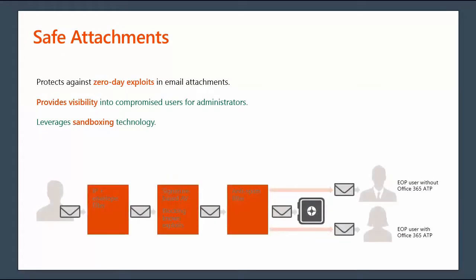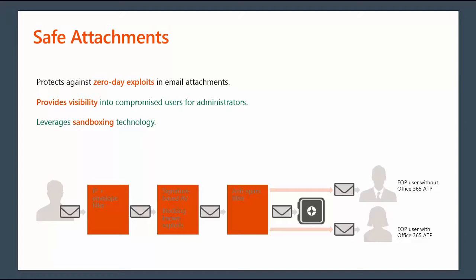Let's go into some detail as to what Safe Attachments does. It helps protect you against zero-day exploits in email attachments, provides visibility into compromised users, and leverages what we call sandboxing technology, essentially leveraging different sets of hypervisors. What we're showing you here is what occurs when an email goes through the process. These three filters at the beginning, these red filters, and I apologize, it's a little hard to read, are an envelope filter, then signature-based antivirus, which blocks all the known threats, and then an anti-spam filter. Those three filters all sit as part of EOP, the basic EOP service.